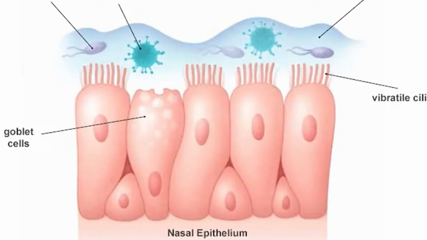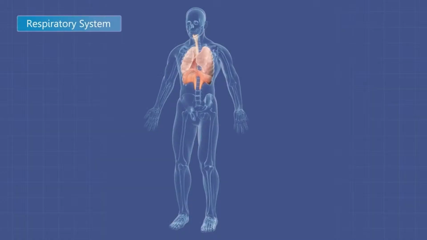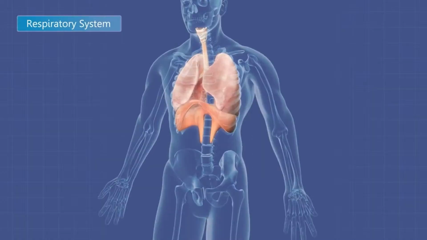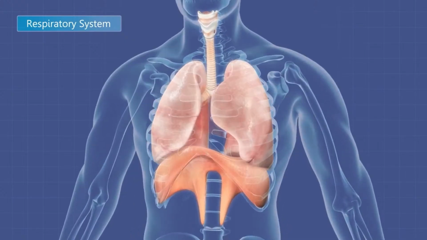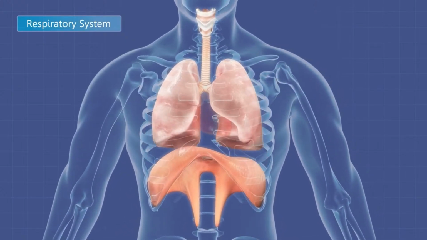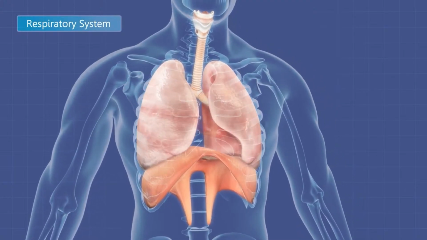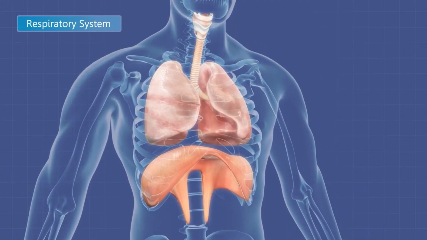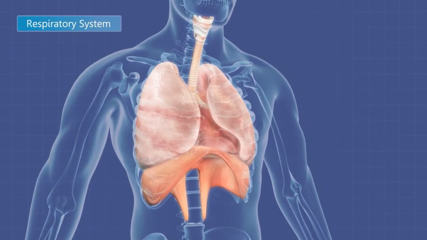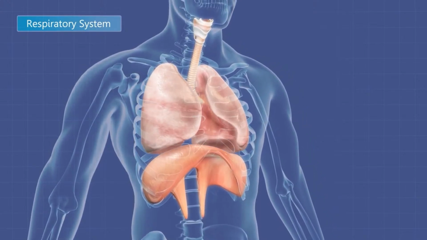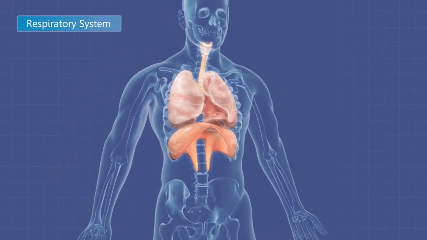The nasal cavity has several functions. It warms and moistens the air that is breathed in, keeping the respiratory tract moist and the mucosa from drying out. It also filters the air, removing dust and other particles that may be harmful to the body. The nasal cavity is lined with tiny hair-like structures called cilia that help to sweep these particles out of the airway and prevent them from entering the lungs.